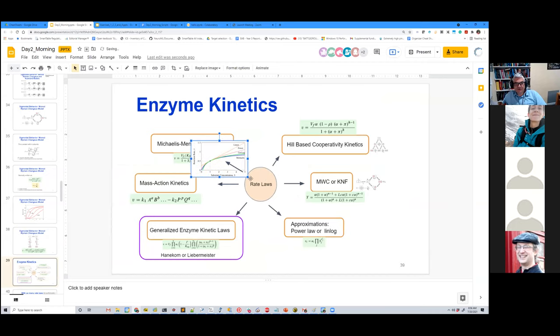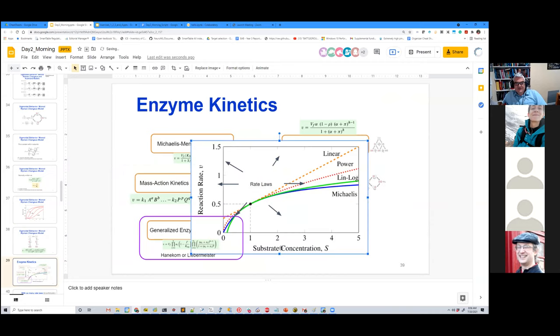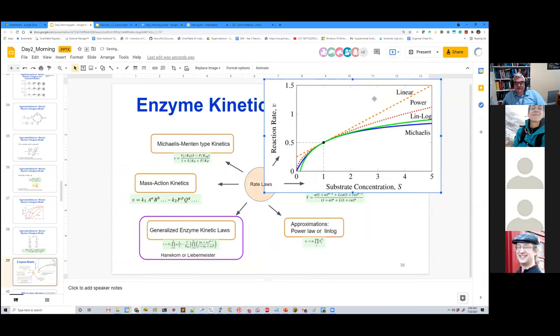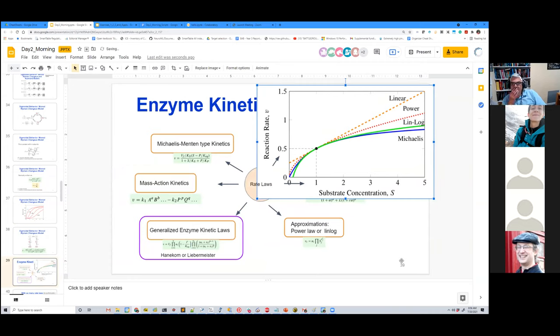Let me show you here. So this is a series of approximations. The worst approximation is completely linear. You pick an operating point around which your model is going to work, and I picked this one at 1. So you might pick linear. That's the worst one of all, because above and below 1, it's not very good.